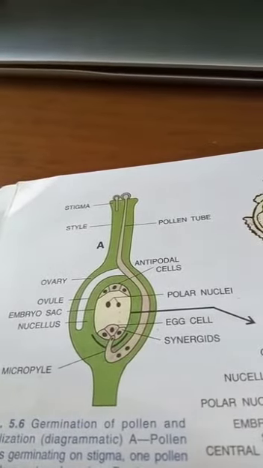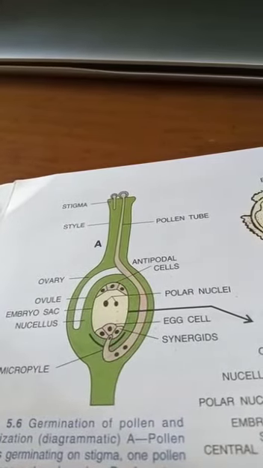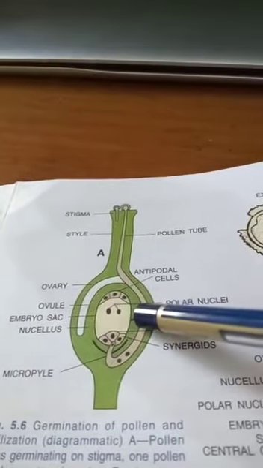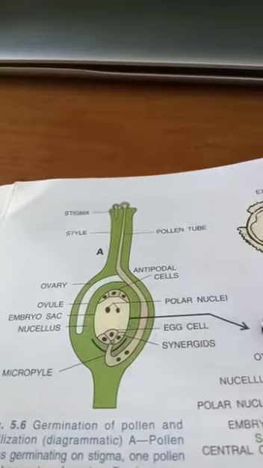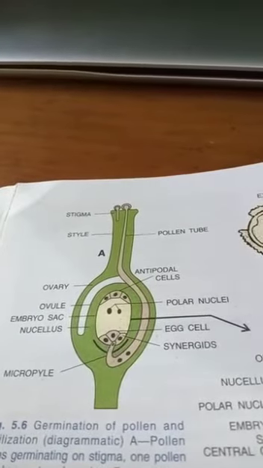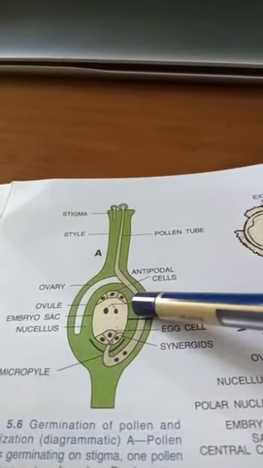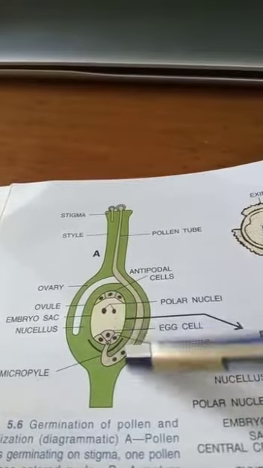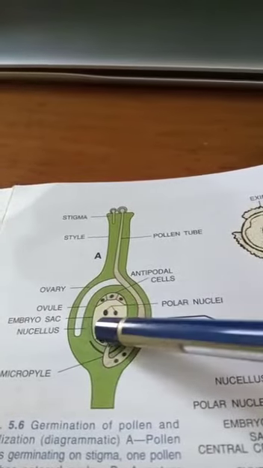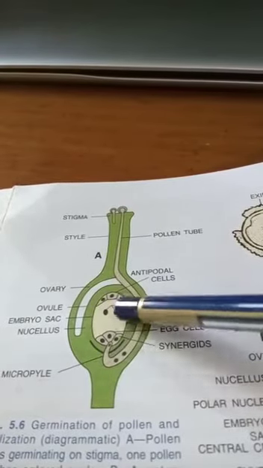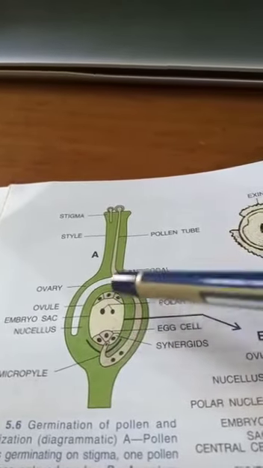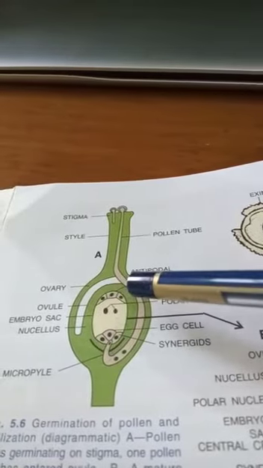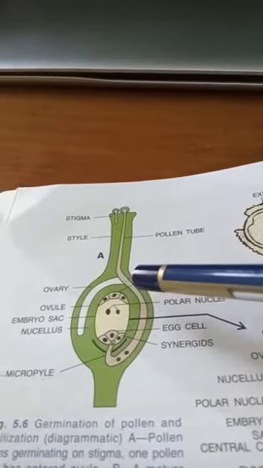Syngamy हो गया. Second fusion क्या था? Male gamete is fusing with 2 polar nuclei and forming an endosperm. This is called triple fusion because 3 nuclei are fusing here. So you can see that 2 fusions are taking place in the same embryo sac. One is syngamy and another is triple fusion. So collectively, triple fusion and syngamy are known as double fertilization.